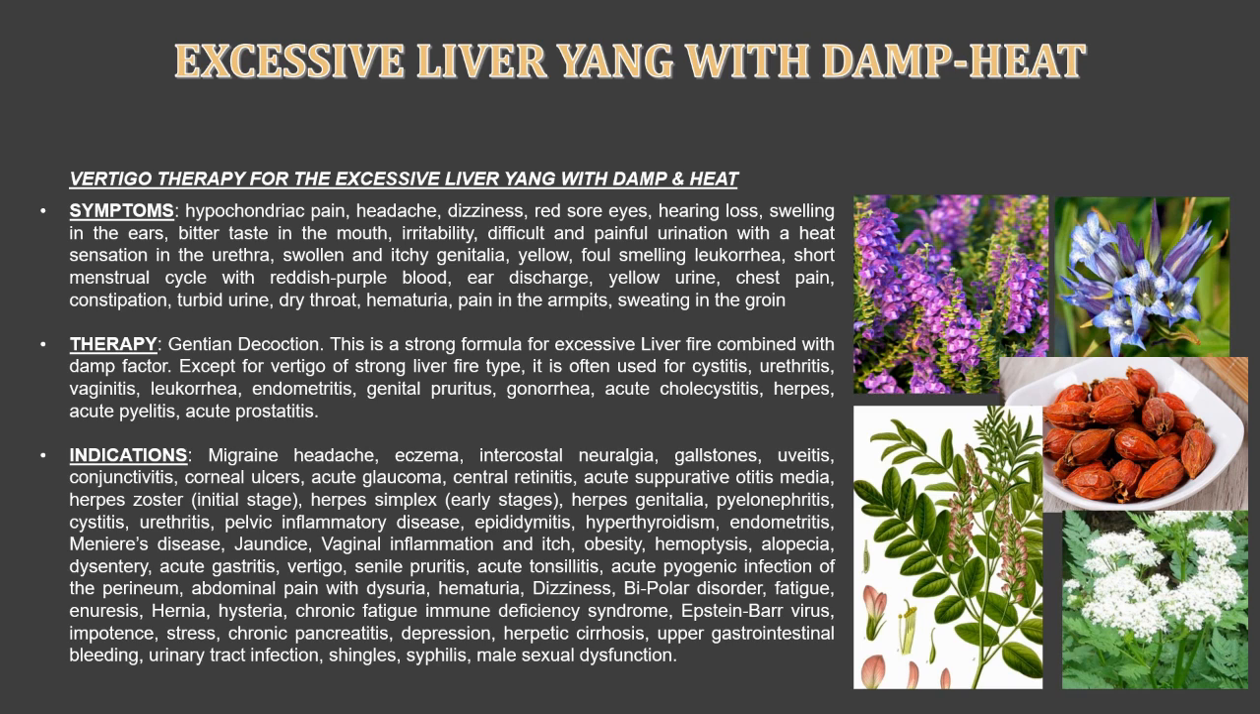Here the therapy that TCM recommends is the so-called gentian decoction. It's a strong formula for excessive liver fire combined with a damp factor. Except for vertigo of the strong liver fire type, it is often used for cystitis, urethritis, vaginitis, leukorrhea, endometritis, genital pruritus, gonorrhea, acute cholecystitis, herpes, acute pyelitis, and acute prostatitis. And again, as you can see, there is a wide range of indications from migraines, headaches, eczemas, gastrointestinal problems, gallstones, etc.